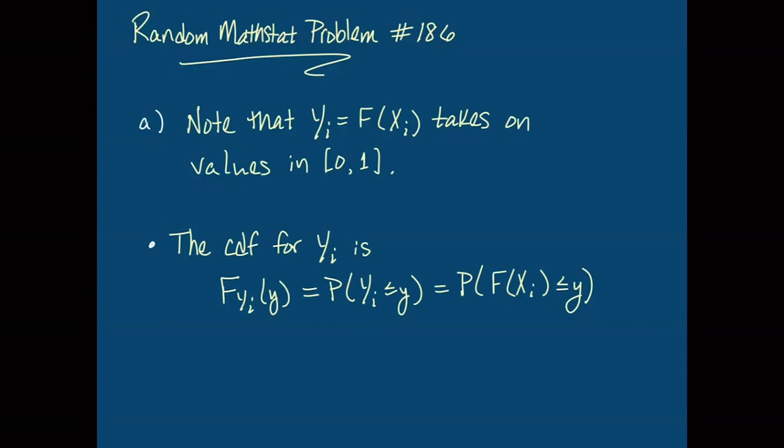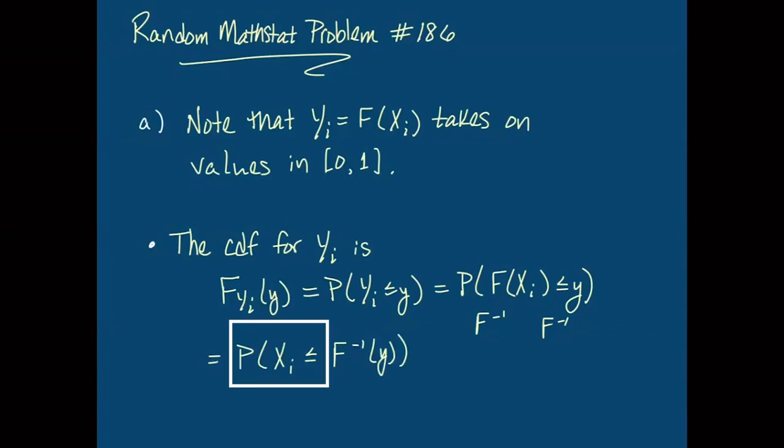So if we put capital F inverse on both sides here and simplify, we end up with the probability that capital X sub I is less than or equal to this expression. This is the CDF for X sub I evaluated at this expression. In other words, this is capital F of capital F inverse of y, and we get cancellation to get down to just this little y.